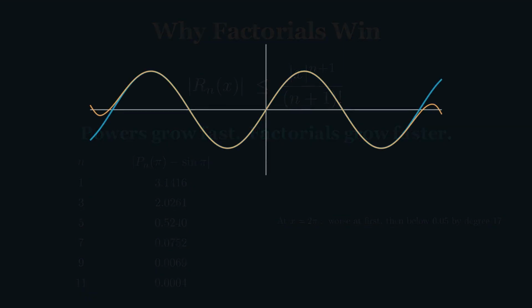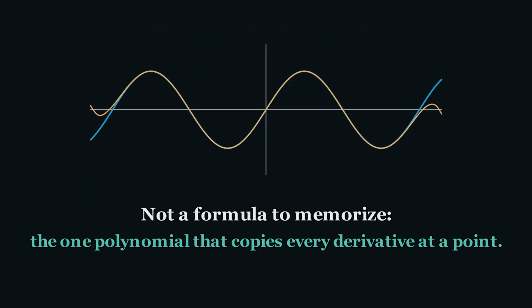So here is the takeaway. A Taylor polynomial is not a formula you memorize. It is the one polynomial of its degree that copies every derivative at a single point. And for sine, that copy becomes the curve itself.